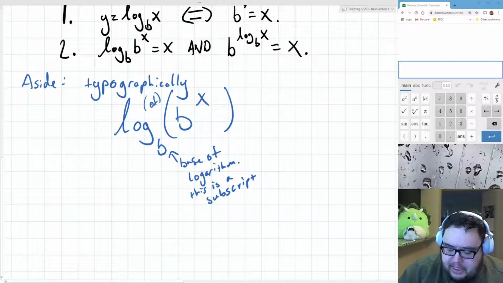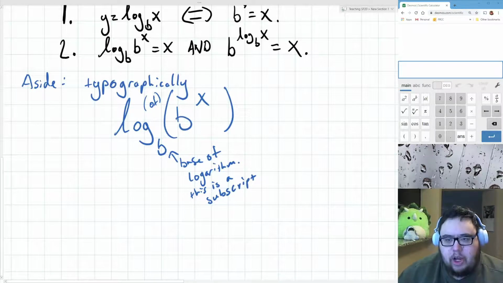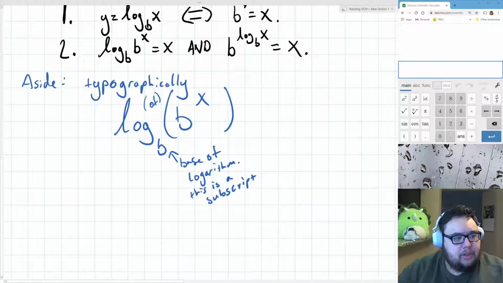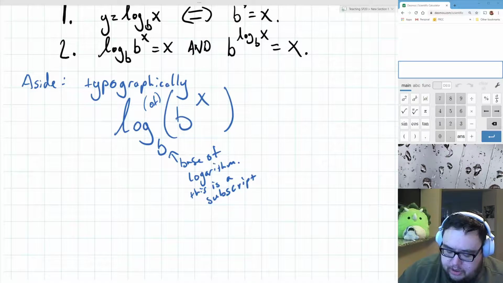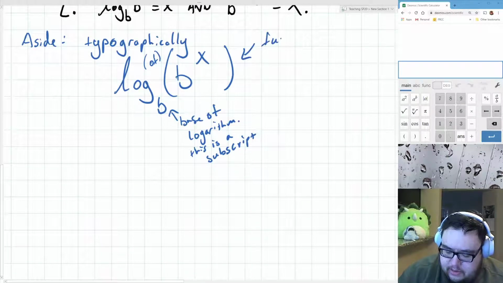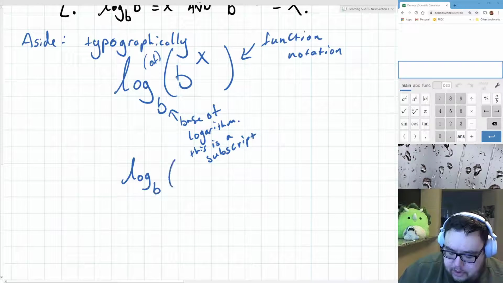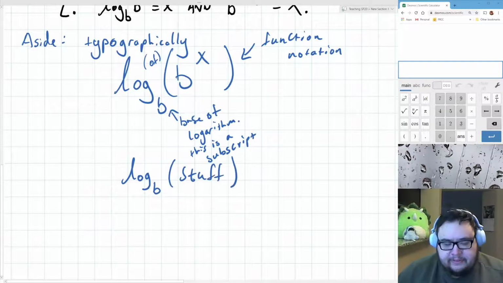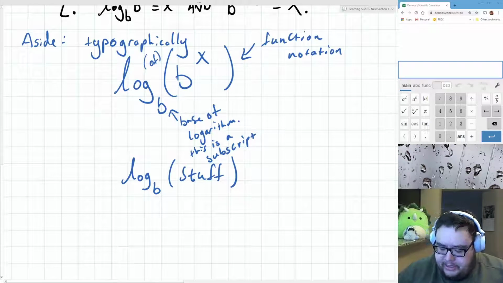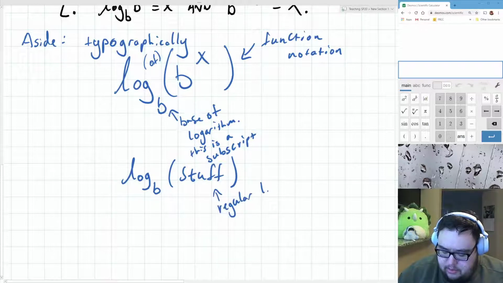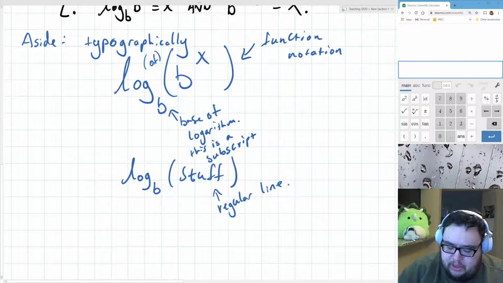And essentially, this is not multiplying. We're not multiplying log base b times something. There's no multiplication happening here. This is functional notation. It's log base b of stuff. And that stuff is on a regular line. And in particular, in log base b of b to the power of x, we had a superscript inside of the regular line.